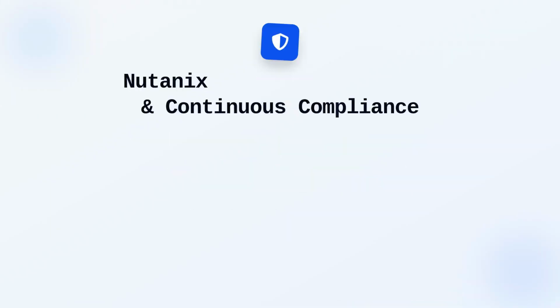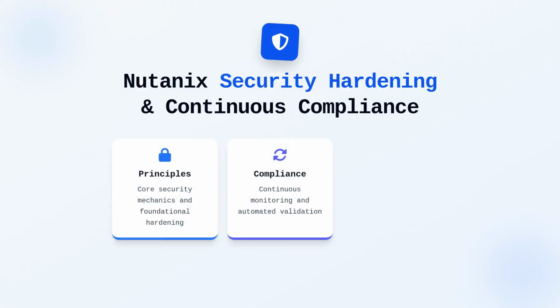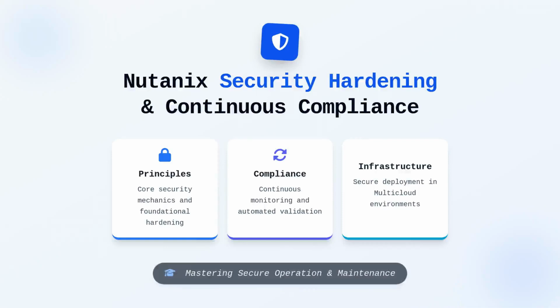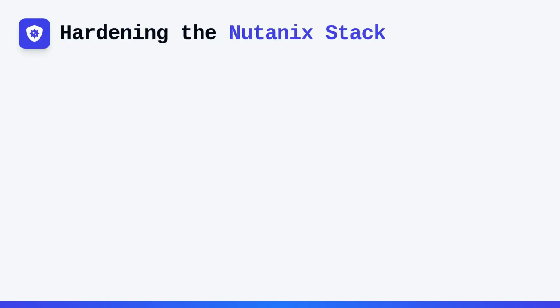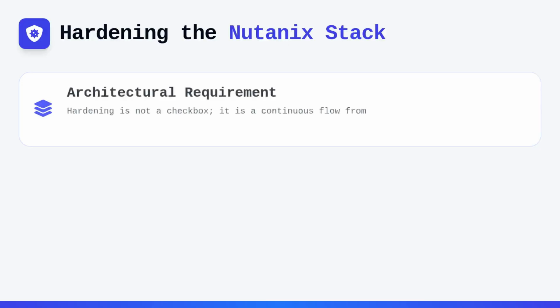Welcome to this chapter, where we will examine the principles and practical mechanics of Nutanix security hardening and continuous compliance. This segment is essential for any professional aiming to master the secure deployment, operation, and maintenance of a multi-cloud infrastructure environment. In this chapter, we explore how to translate high-level security mandates into concrete technical configurations within the Nutanix stack. Achieving a hardened state is not a checkbox exercise, but an architectural requirement that spans from the underlying hardware layer up to the management plane.